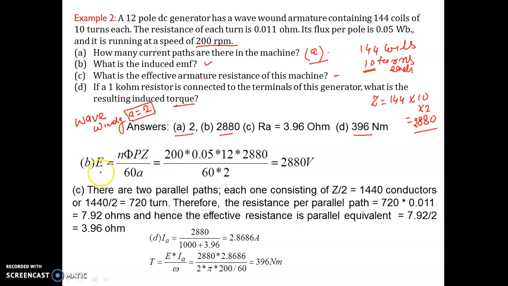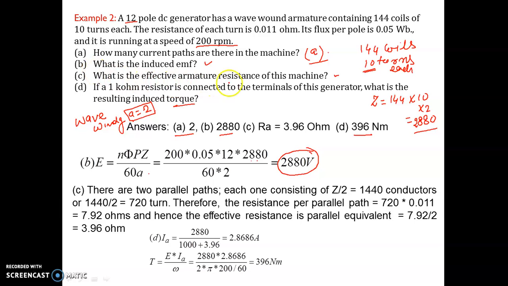Now what is the induced EMF? The relation is phi Z N P by 60 A. Every value is given. Speed is 200, multiplied by flux, which is 0.05, then multiplied by poles, which is 12, and Z equal to 2880, divided by 60 multiplied by parallel paths, which is 2. So this much voltage will be induced in the armature of the machine.